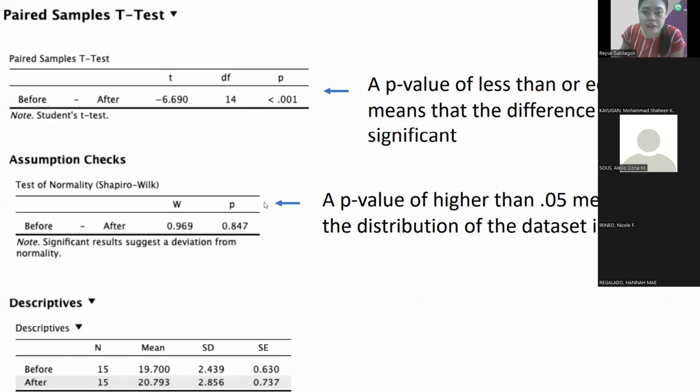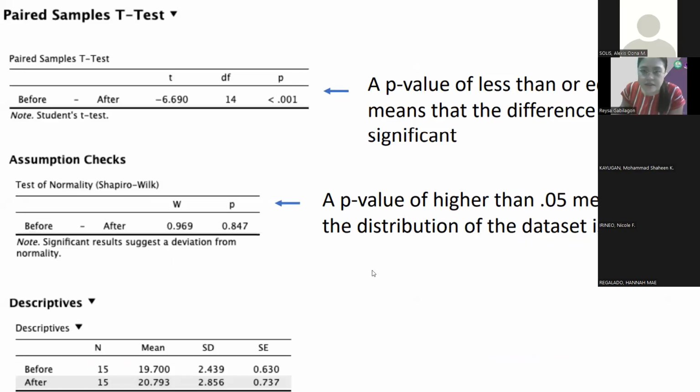Yep, questions. I think that's the end of the slide. Ay, mali. Asa na akong slide? That's the end of the slide. So, ayun. Actually, ito yung result kanina ng ginawa sa JASP. A p-value of less than or equal to 0.05 means that the difference is significant. Kaya nga, ni-reject natin yung null hypothesis. Merong significant difference between the two groups that we are comparing. For the assumption checks, again, the p-value which is higher than 0.05 means that the distribution of the data set is normal.